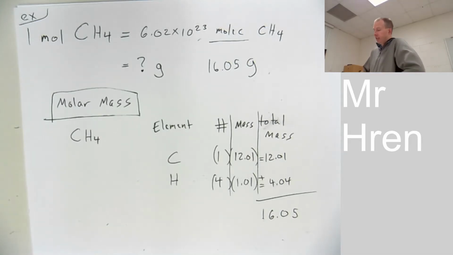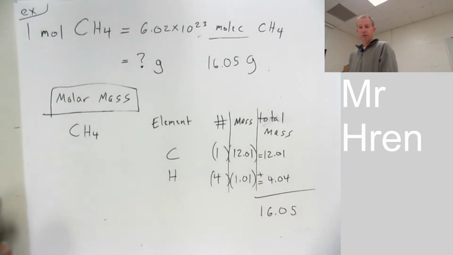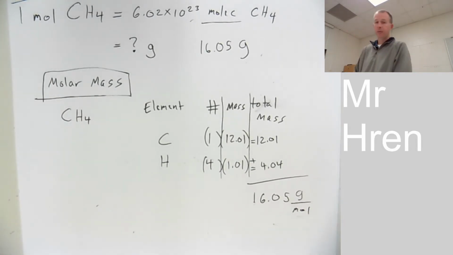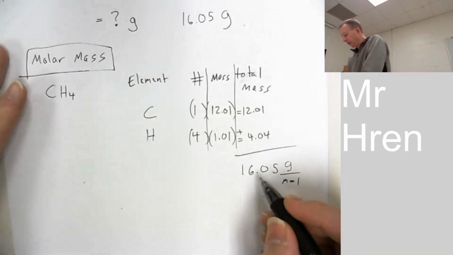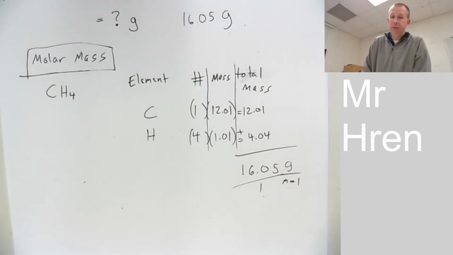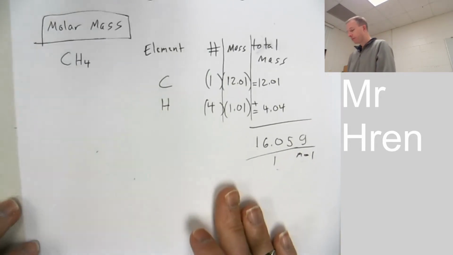Your units for this, the actual way you would write units for this type of problem, you would write grams per mole. What does that mean? It means that for every 16.05 grams, you have 1 mole. That's what it really means. So that's why you write grams over moles.